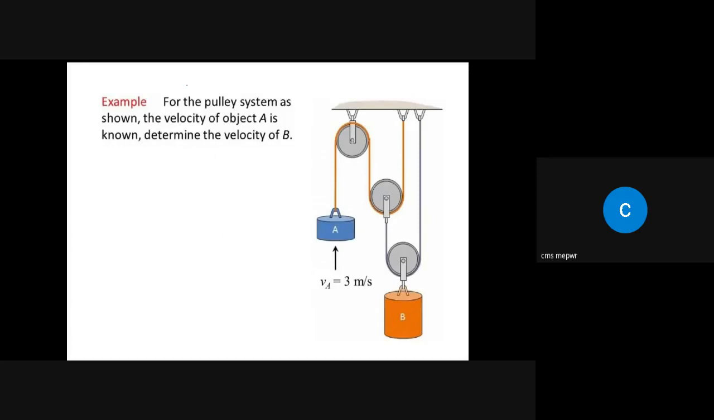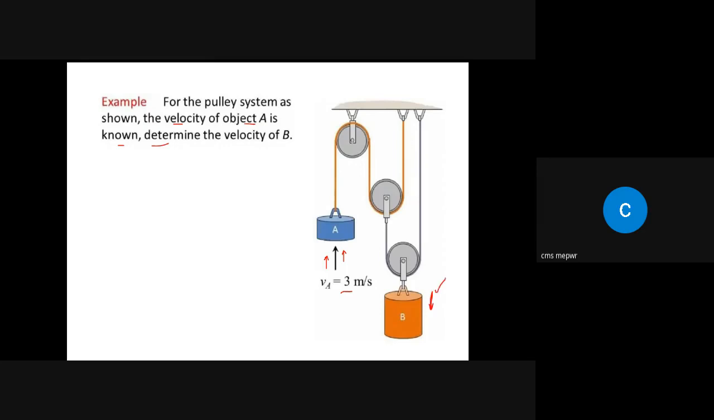For the pulley system, as shown, the velocity of object A is known. It is upward, and it is 3 meters per second. Determine the velocity of object B. If it is moving upward, we need to find out whether this object will move upward or downward. We can identify this from general observation by looking at the diagram, but we also need to find the exact value of velocity at B.